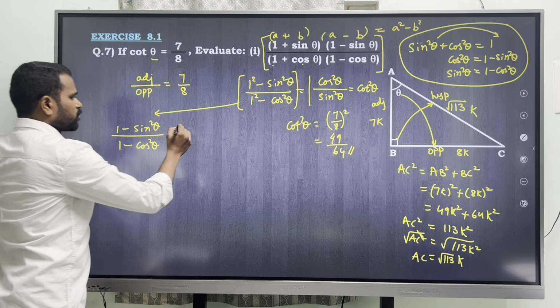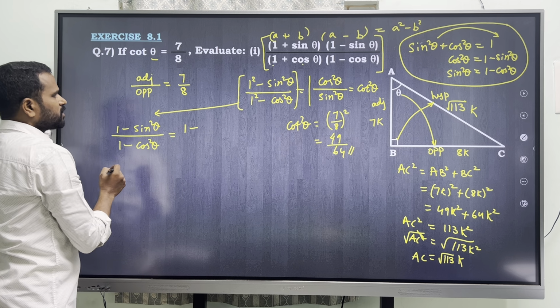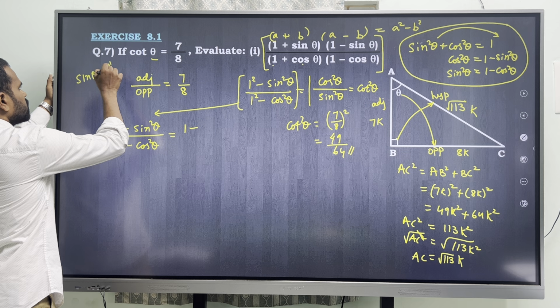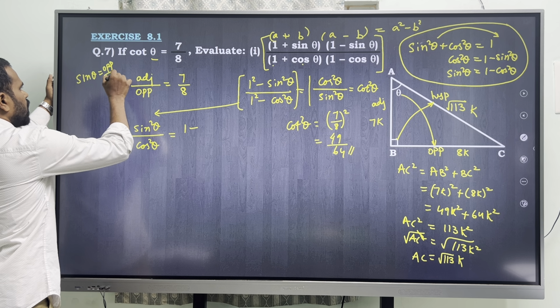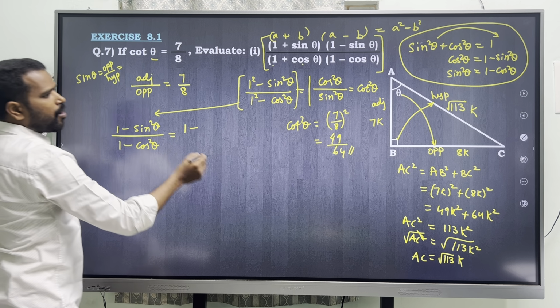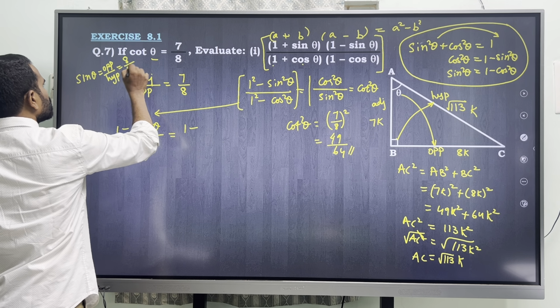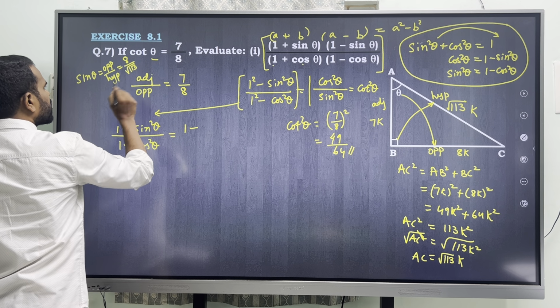So how I am going to do is 1 minus sin theta. What is the definition of sin theta? Sin theta is equal to opposite by hypotenuse. Opposite is how much? Opposite is 8k. Hypotenuse is root 113k. That k we can cancel, right?